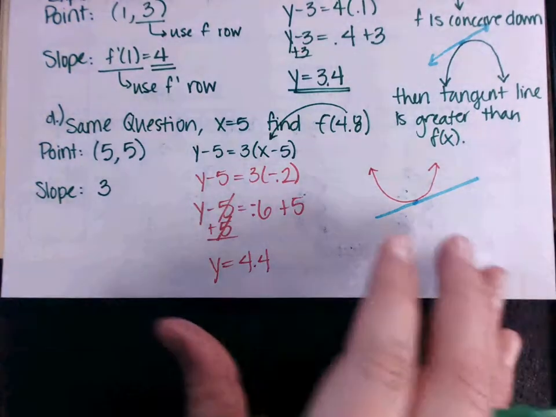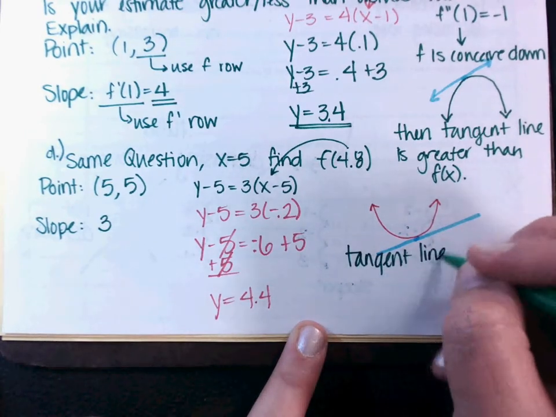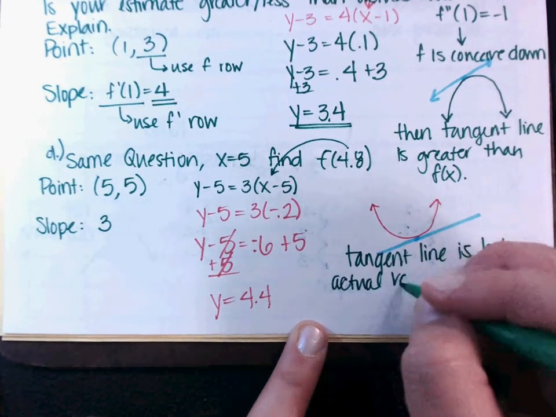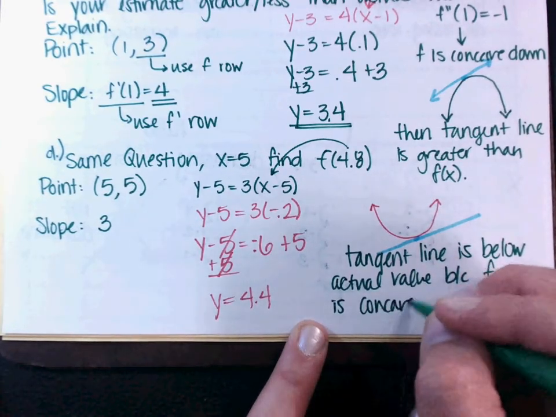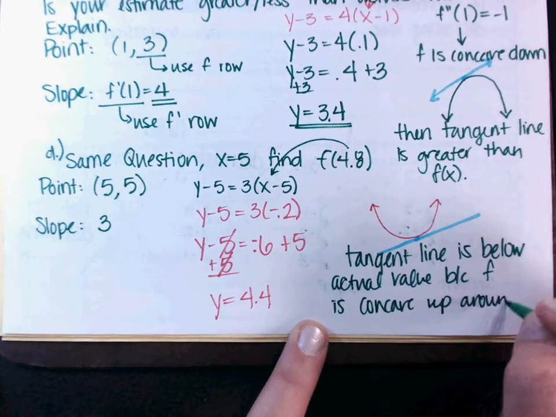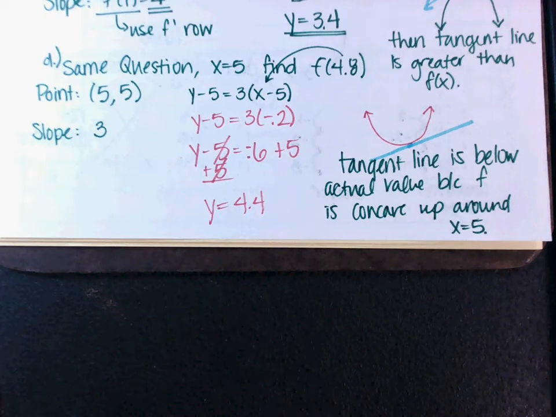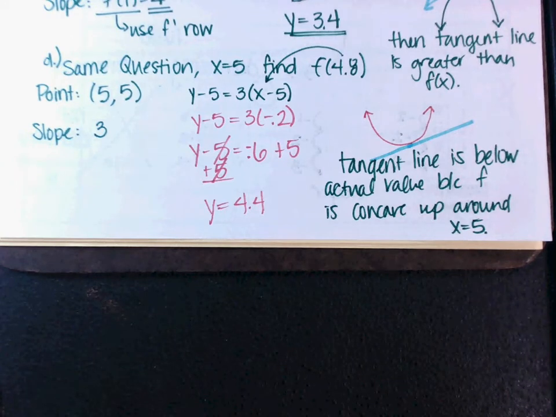Your tangent line will fall underneath when your graph is concave up. So I would put tangent line is below actual value because f is concave up around x equals 5. Now, something very important here, you cannot be concave up at one point. So you need to say around 5, the graph is concave up. You can't have concavity at just one point. That means my tangent line is below.